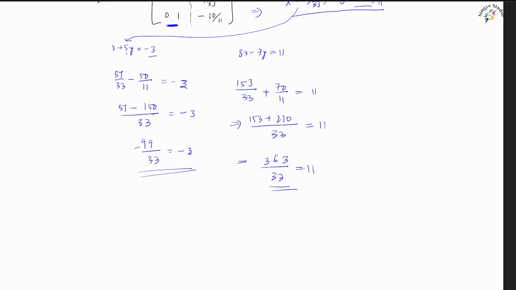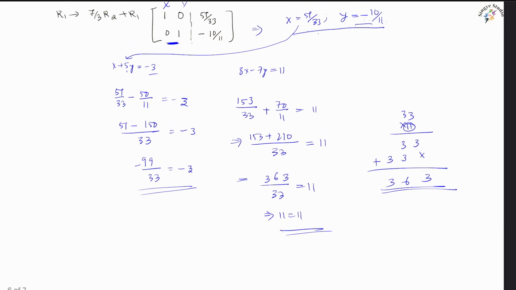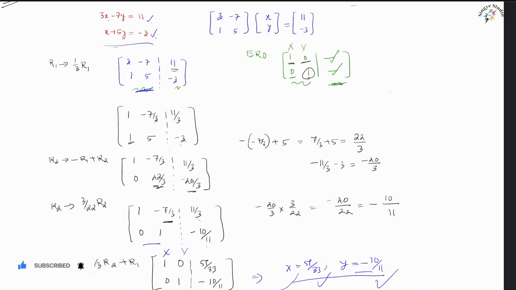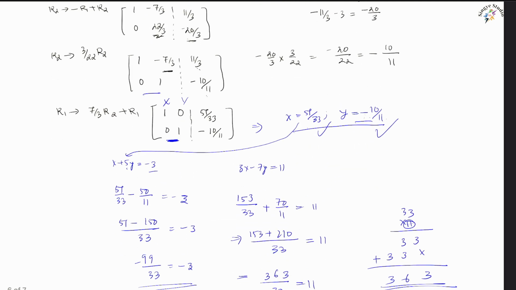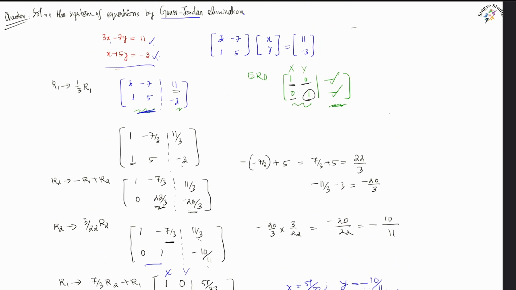Therefore, 33 times 11 should equal 363. So we get 363 upon 33 equals 11. Therefore, when we plug in the x value and the y value, it satisfies both of the equations here. Therefore, our value is x equals 51 by 33 and y is negative 10 by 11. So this is how you solve using Gauss-Jordan elimination.